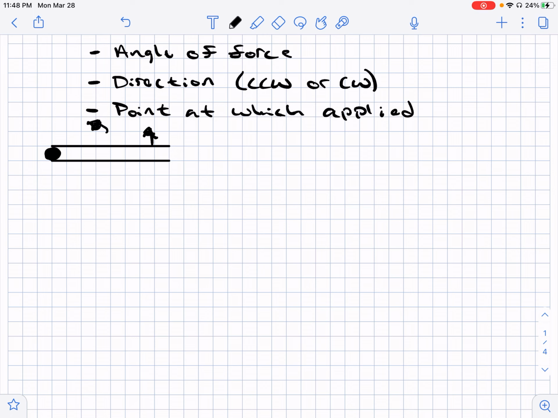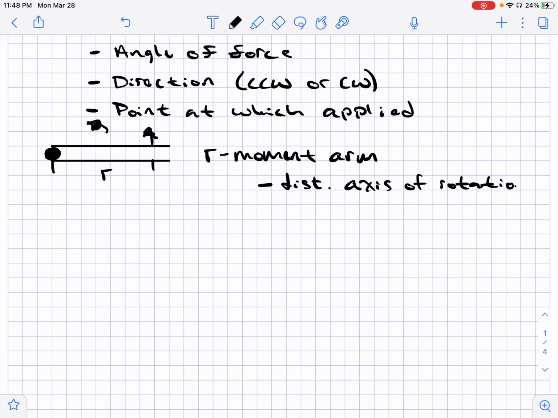Now, the last thing that we wrote is that it depends on the point at which it's being applied. That point is a measure from your axis of rotation to wherever the force is. We use the symbol r. That's not radius; that r stands for moment arm. Again, it's just a distance from your axis of rotation to the force, and we need to have that in meters.